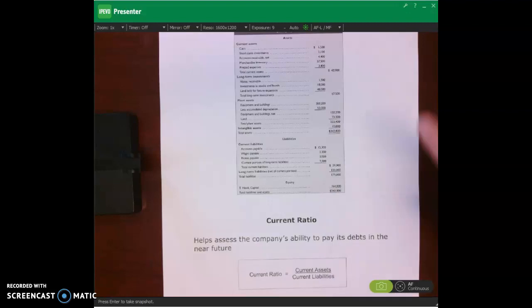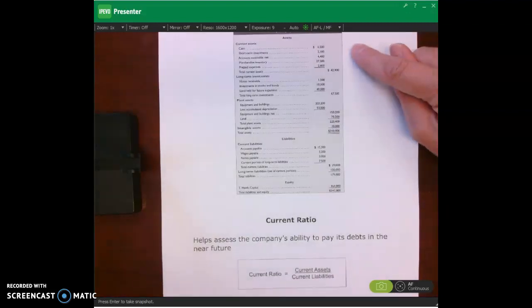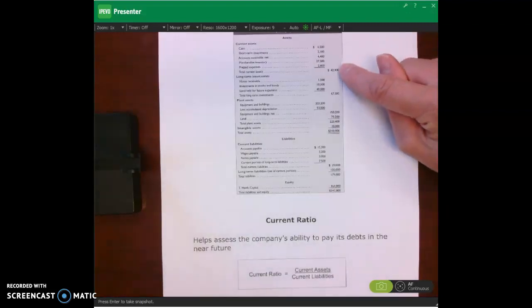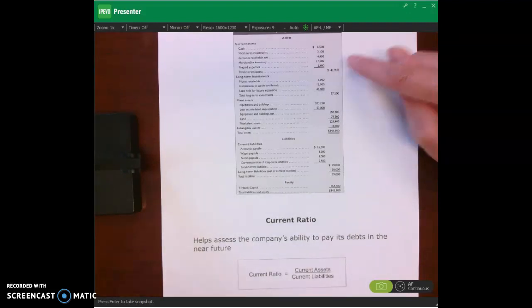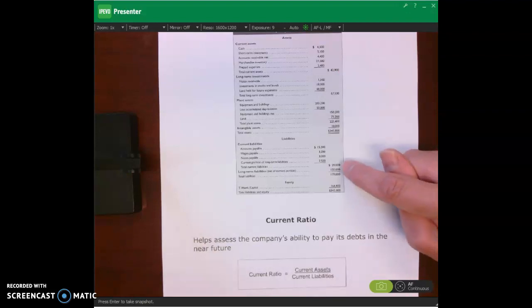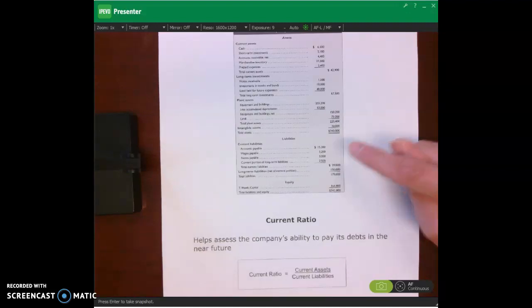Now, if you look at our classified balance sheet here, it's easy to calculate the current ratio because it shows me right over here my current assets, and it shows me right over here my current liabilities. If I had the unclassified balance sheet, now I have to go through and classify each asset as current or non-current.